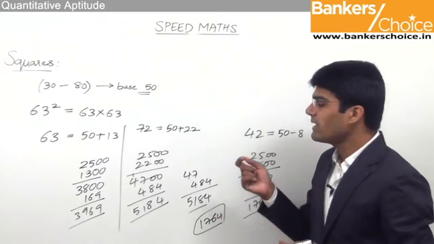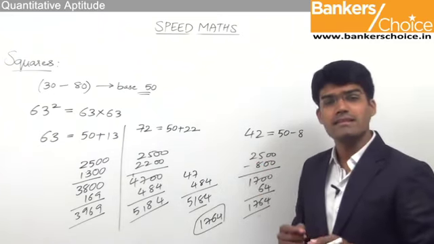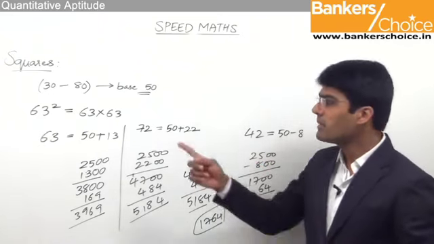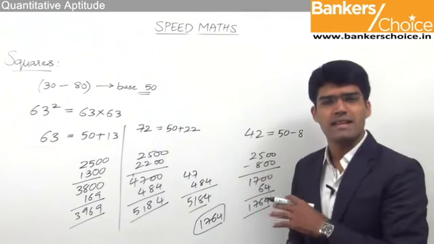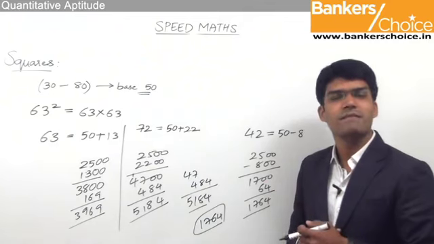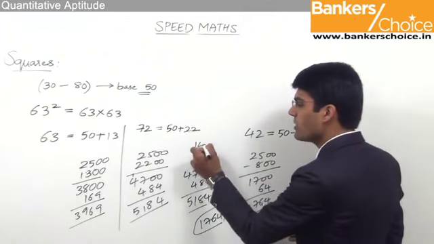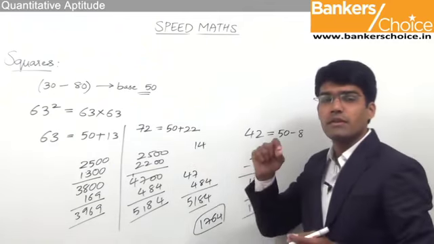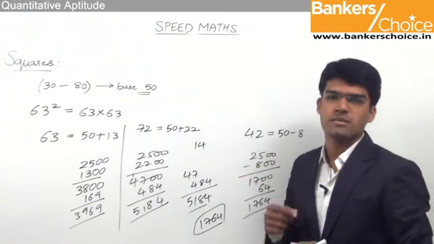Similarly, let's say we have to find out 39 square. Now 39 is nothing but 50 minus 11. Remember, base is always 50. So 50 minus 11. So that is the reason we take it as 25 minus 11. 25 minus 11 is 14. So we get 14 in the first step. And then it was minus 11. So minus 11 square is 121.